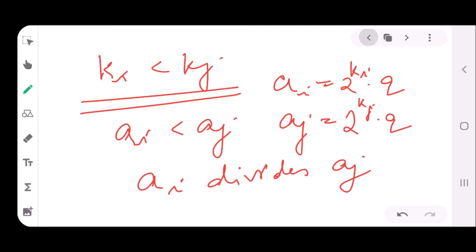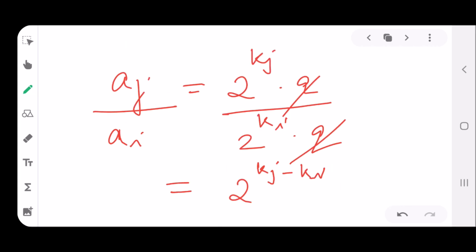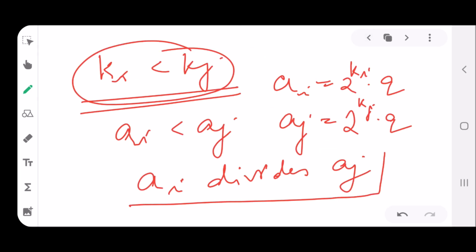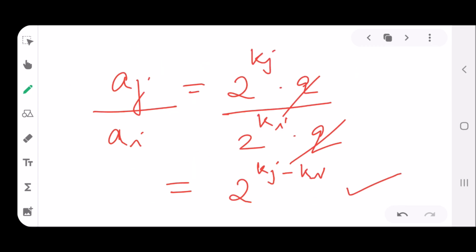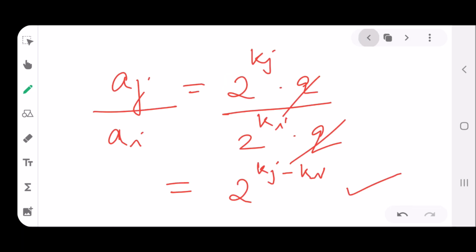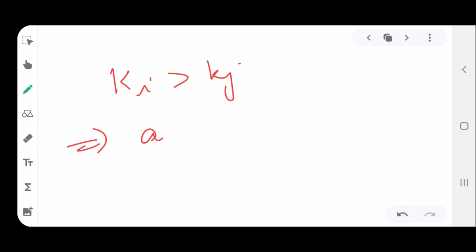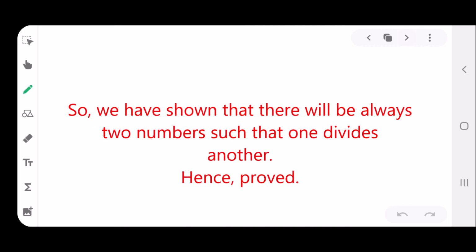If ki is less than kj, then this makes sense, so ai divides aj. And if ki is greater than kj, the reverse: aj divides ai. You can verify it; it's the same reasoning. Hope this is clear. Hope to see you in the next video. Thank you.